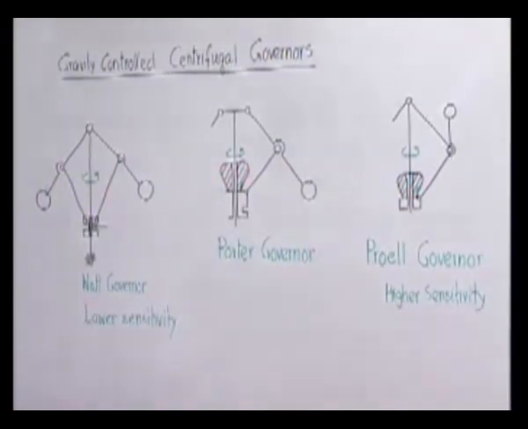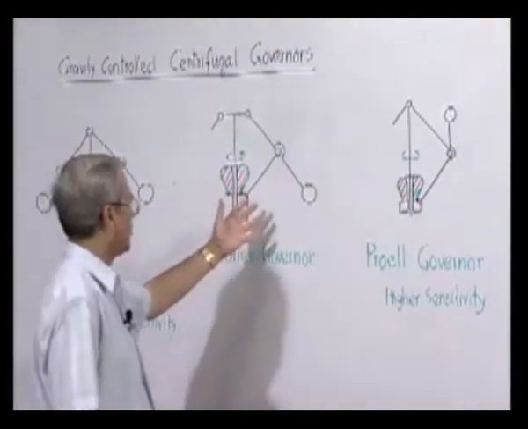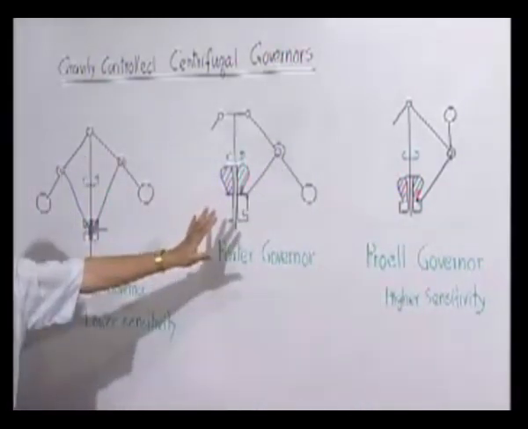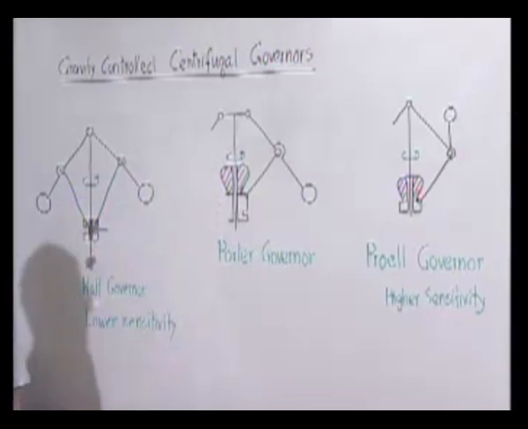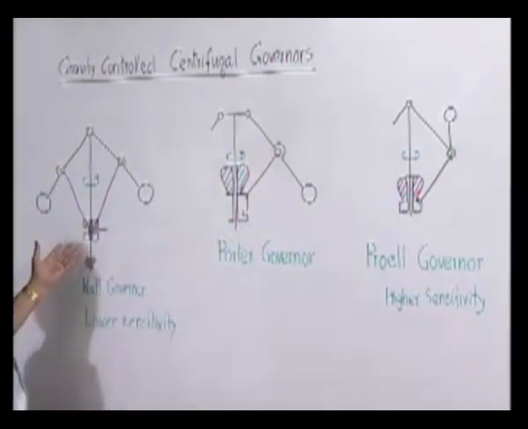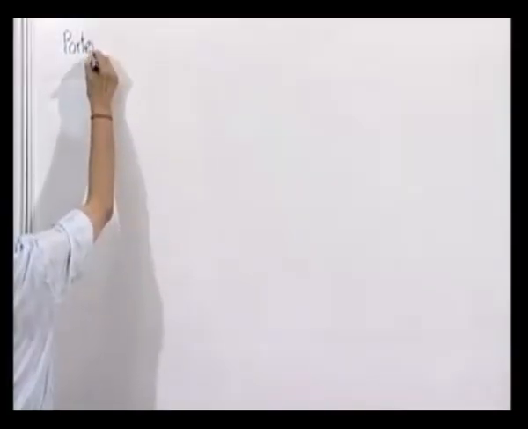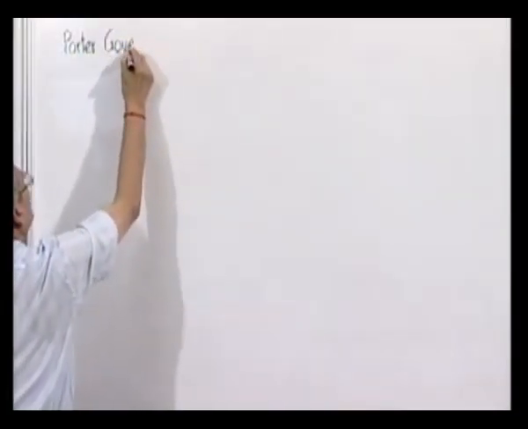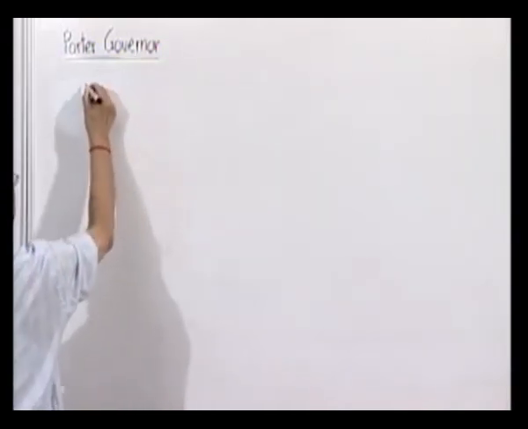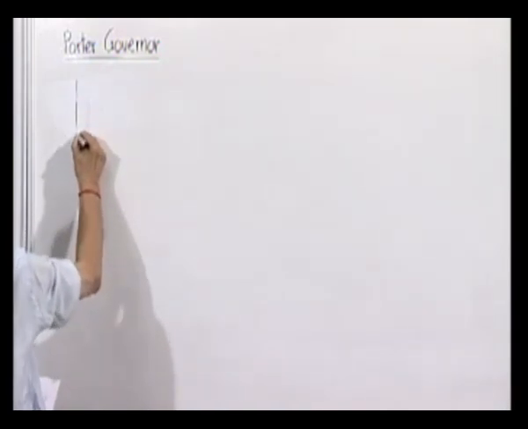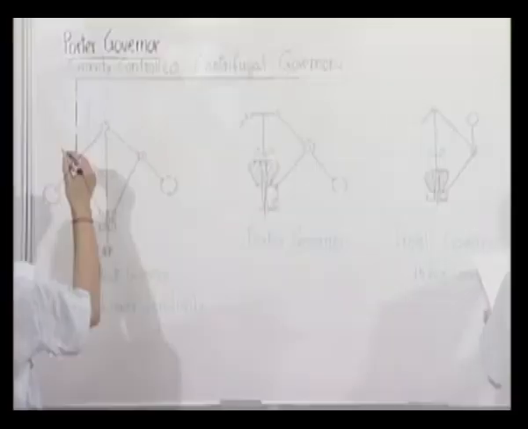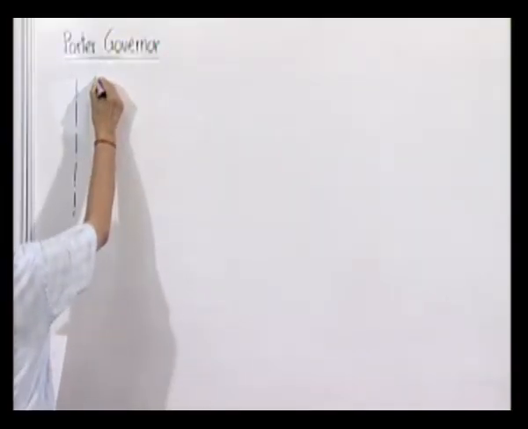So, what we will do now, we will take up the analysis of Porter governor and Proell governor. Watt governor we will not do, because there is not much difference with this, only whenever we can make this weight of the central mass kept here as 0, it becomes same as a Watt governor. We will draw only one side, because the whole thing is symmetric, and we will therefore draw also only one side.